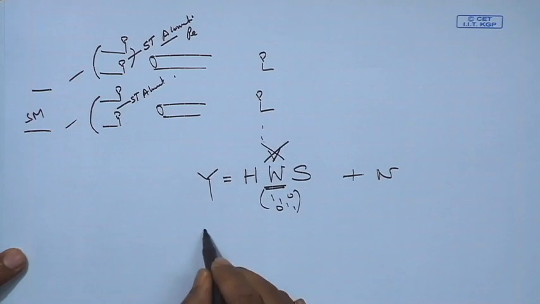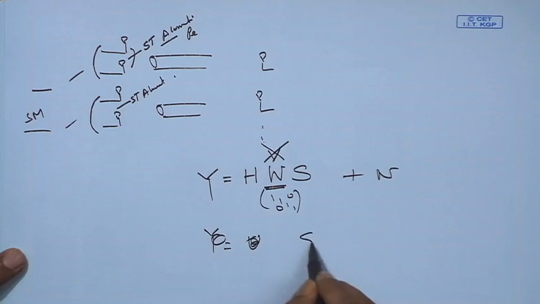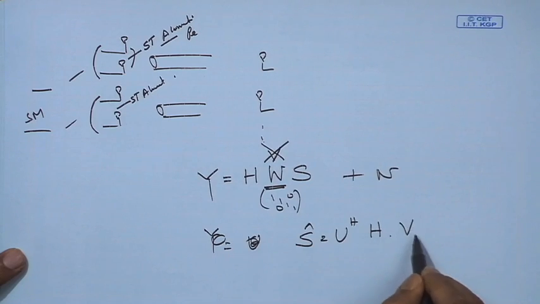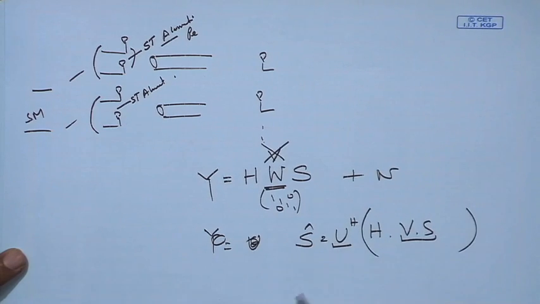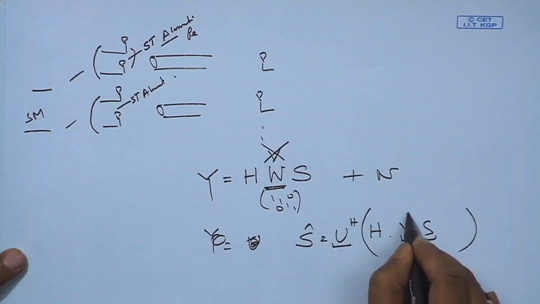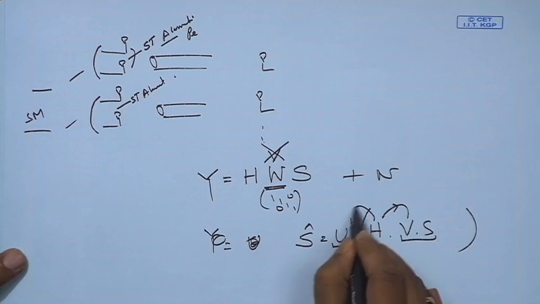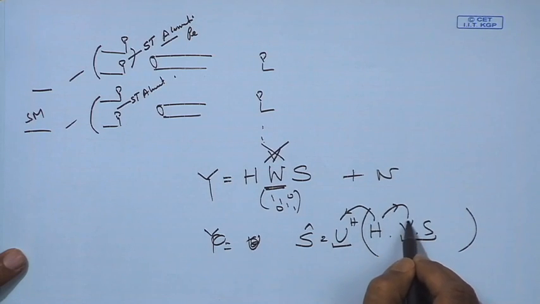In the SVD case, we had S estimate equal to U Hermitian times H times V times S. This V was at the transmitter side, and U Hermitian was at the receiver side. And U is a function of H, so it is connected to H, right. This is not a problem because the receiver knows H, so it can estimate it, whereas V is a problem because it has to be fed to the transmitter.